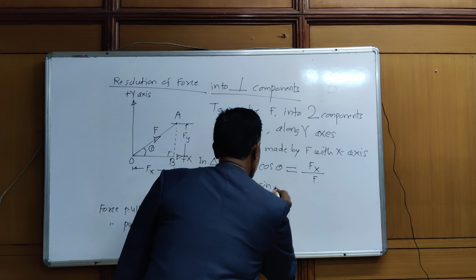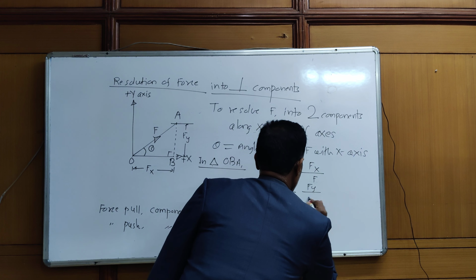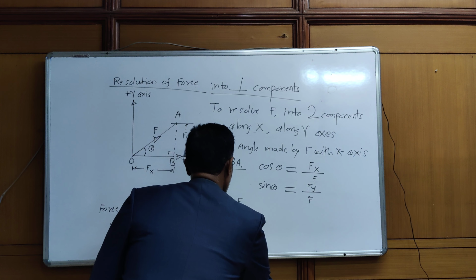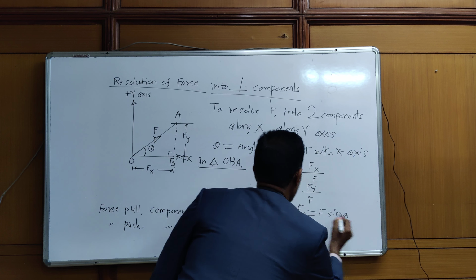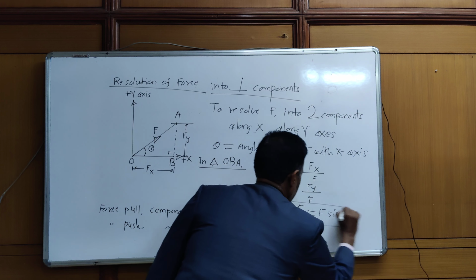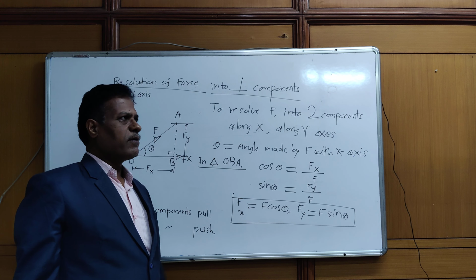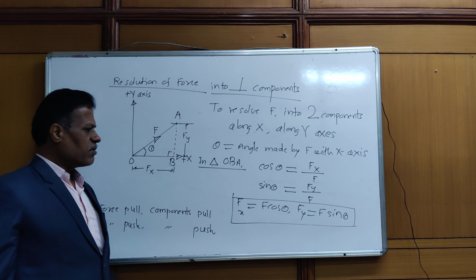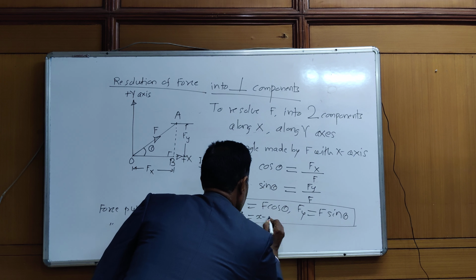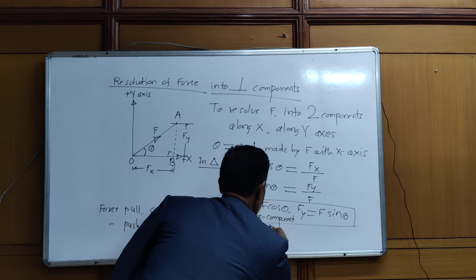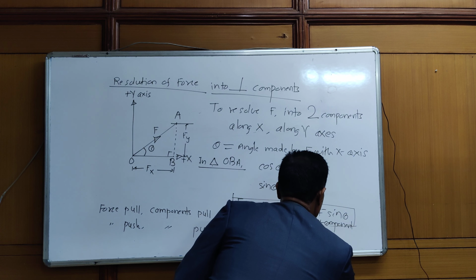And what is sin theta here? Opposite side divided by hypotenuse, that is Fy upon F. So this gives a very important equation: Fx is equal to F cos theta, Fy is equal to F sin theta. Theta is the angle made by force with the horizontal. Remember, when we use this formula, Fx equal to F cos theta and Fy equal to F sin theta, theta is the angle made by force with the horizontal. So these Fx and Fy are called components of force. Fx is the x component of F and Fy is the y component of F.